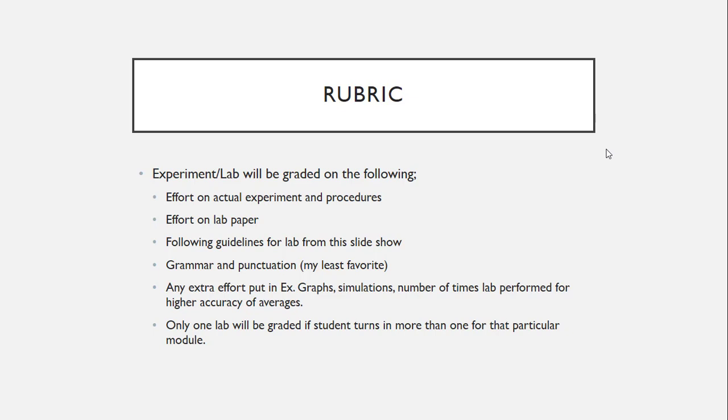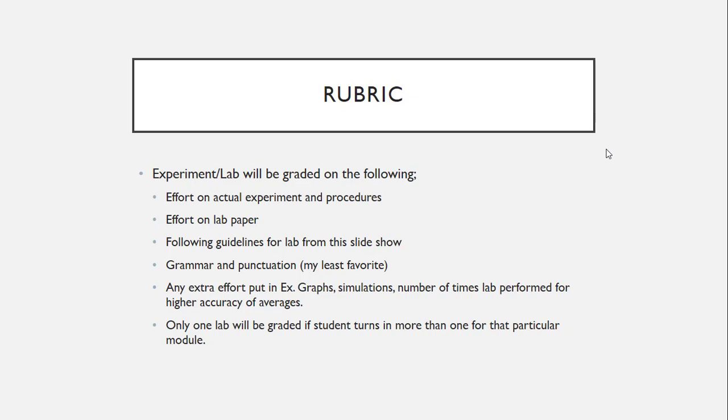Graphs, simulations, number of times the lab was performed for a higher accuracy of averages. Okay, so say the procedure only asks for you to do it 3 times and you do it 6 times, okay? I can put a little bit of extra credit onto that because you were going for a higher accuracy of values there. Not a bad thing, okay? Again, not mandatory, all right? Just extra, okay? If I see that you do extra and you put it in the right areas, then I can give you extra credit for that.